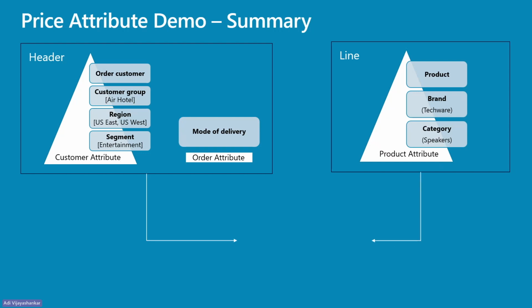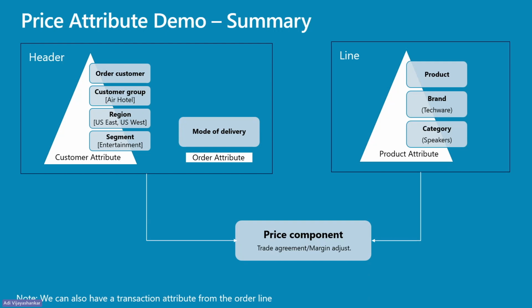Then Contoso decided where the attributes will be used. Contoso would like to use the attributes of the header and line combination in the price component, such as trade agreement or margin adjustment or discount. I will now hand it over to Liam, who will talk about price group functionality in Dynamics 365 pricing management.